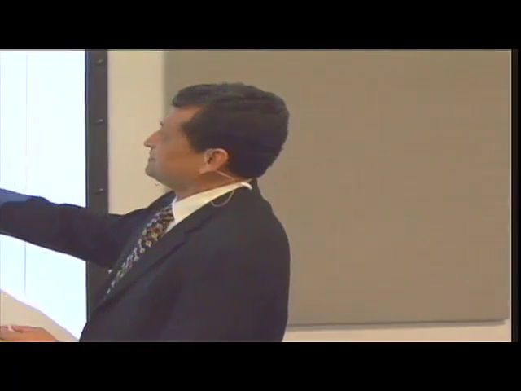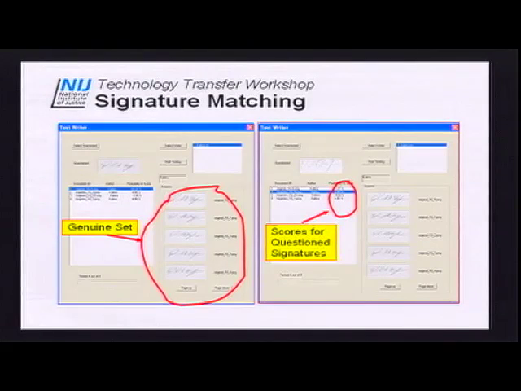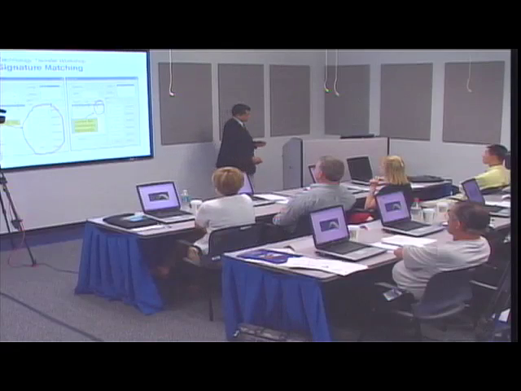Anyway, this is our data set here. And so this is the kind of results we get. So I guess these are two different screens. I don't know why I have two of them here. Genuine set. Is it the one and the same? I guess here I'm pointing out the scores for the questioned signatures. That's all. The two images are the same. When I was doing the slides, I guess I didn't realize that.